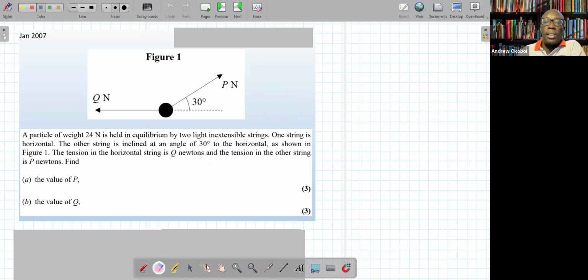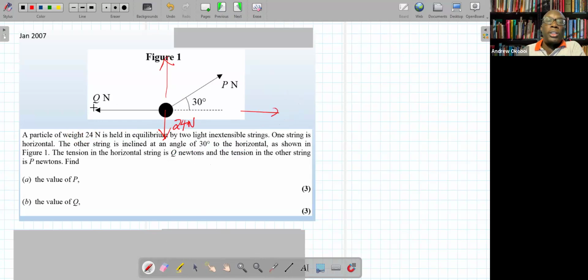I'll just give you a hint here and say that they've given us the weight here. So it's not mass, it's already weight. So this one we know there's no G involved because it's already weight. So this is 24 newtons. You're going to have to find a vertical component here also, which will equal this 24. And you're going to have to find a horizontal component, which is equal to this Q. So try and find the value.